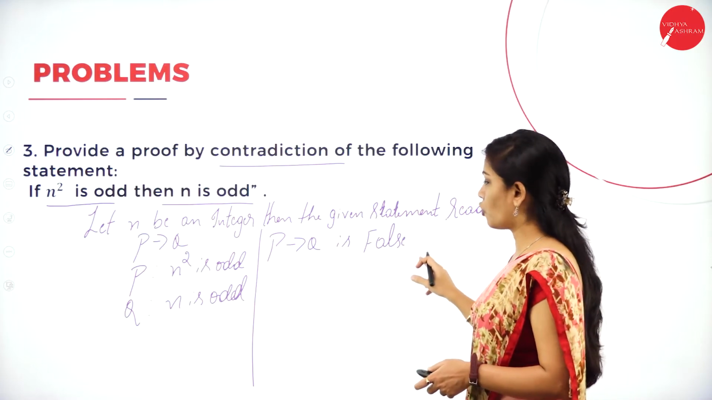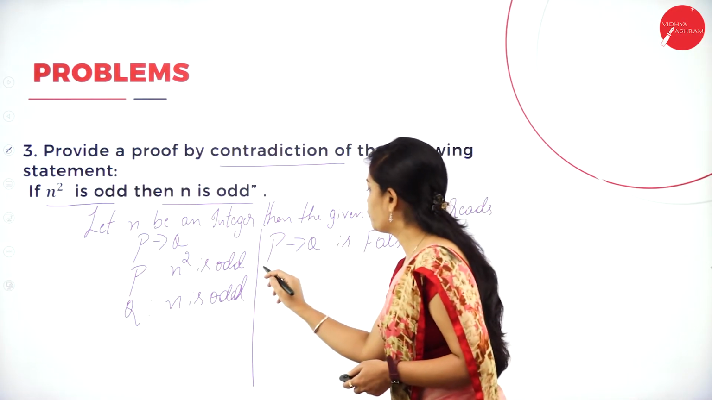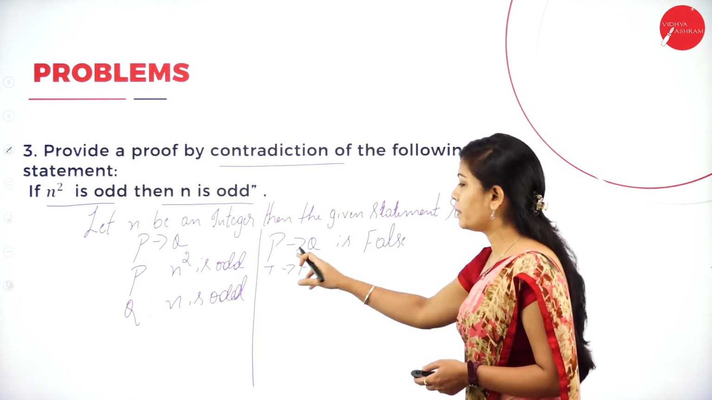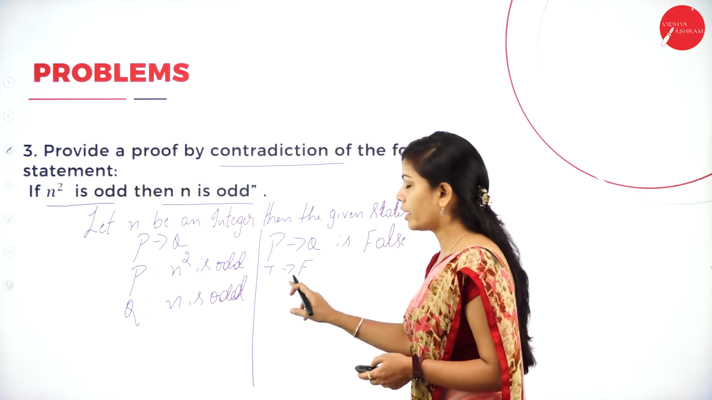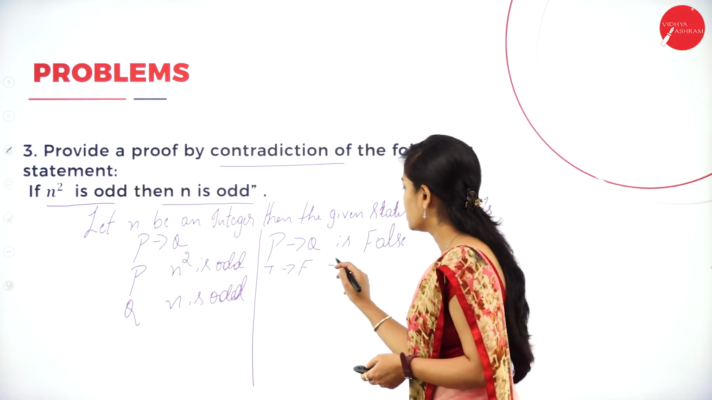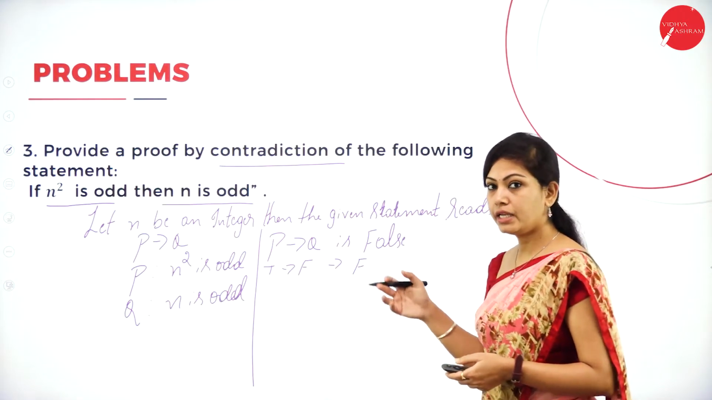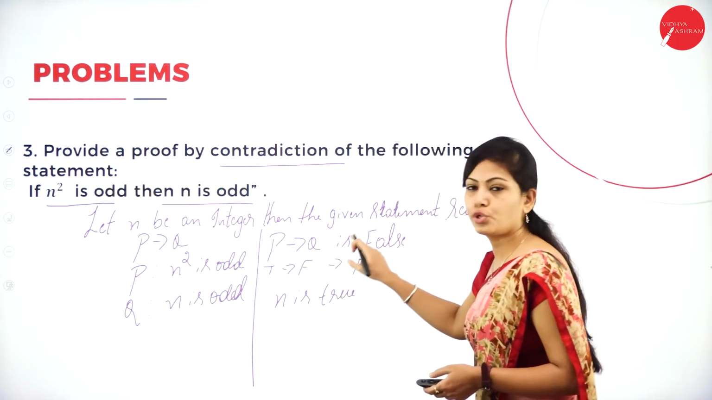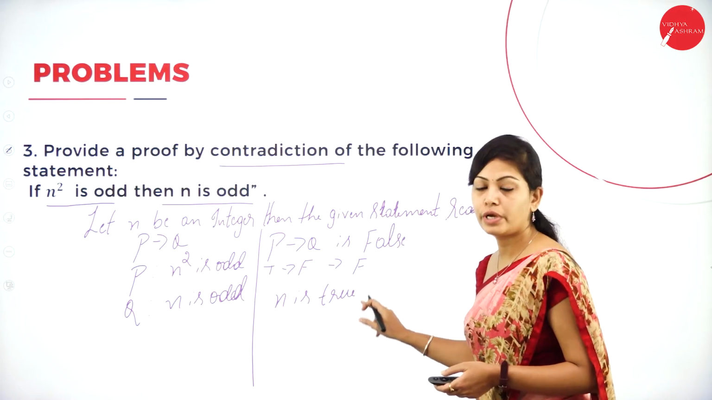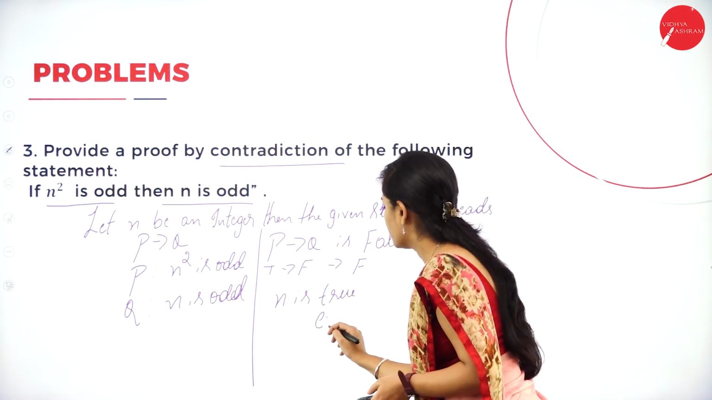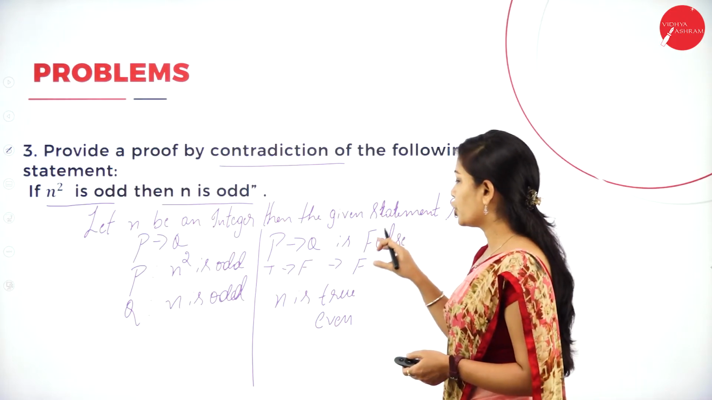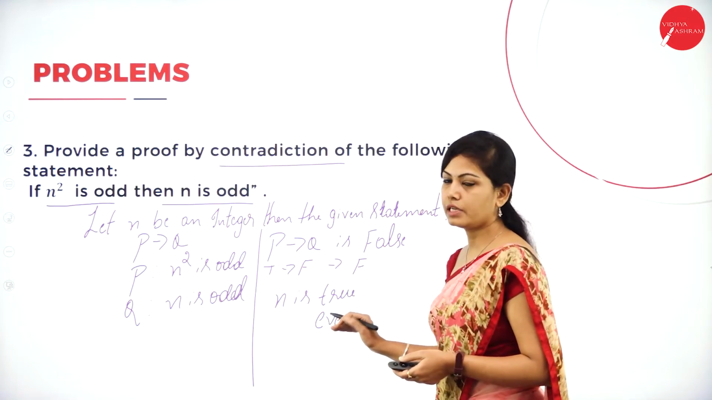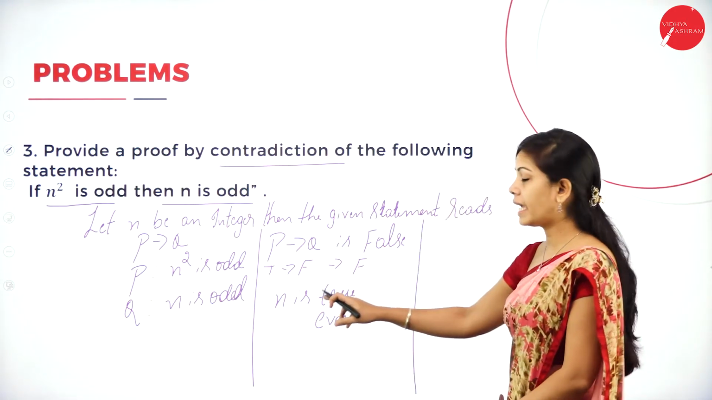P implies Q is false means what, in truth table form? If P is true and Q is false, then obviously P implies Q is false. True implies false means we will get false only. Then n is even. So Q is false means n is not odd, it is even. Clear? So now I will consider n is even.